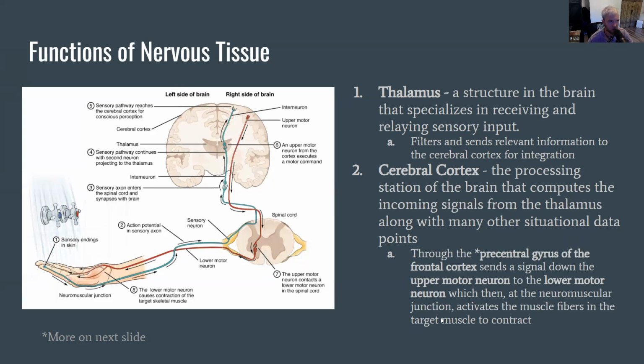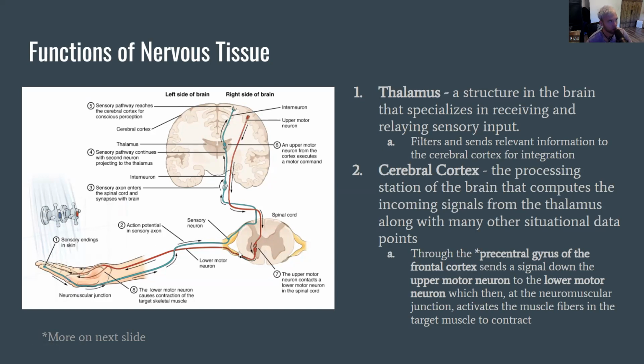And don't worry, I know this is a big fat paragraph here, but the precentral gyrus of the frontal cortex is the motor cortex. And so that's going to send the signal down the upper motor neuron to the lower motor neuron, which is going to activate muscle fibers on the target muscle that's going to move that limb. And so I wanted to give you guys a really brief overview of what's happening.